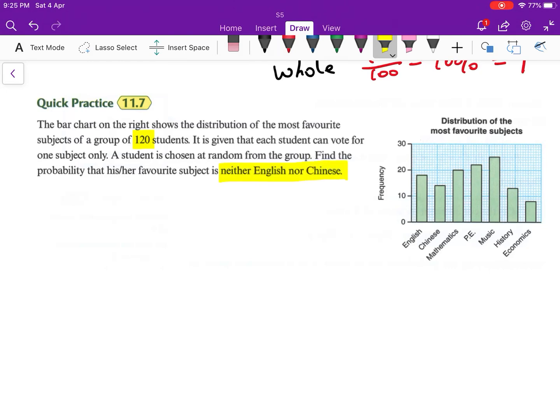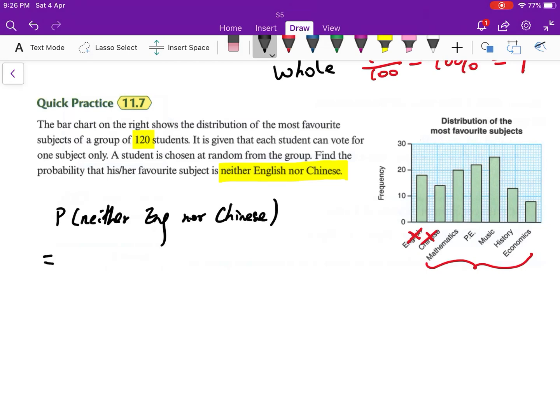Remember, neither nor means, sorry, I don't want English, okay? Cancel it. Then I don't want Chinese. What does it mean? It means they can choose either math, PE, music, history, or economy. Okay? So, two methods to calculate the probability of neither English nor Chinese.